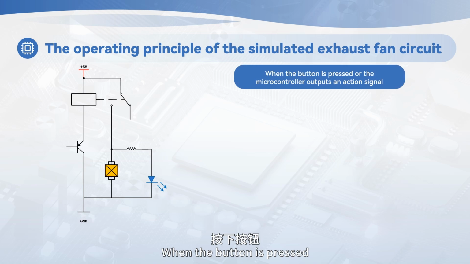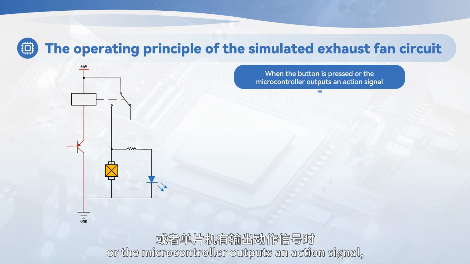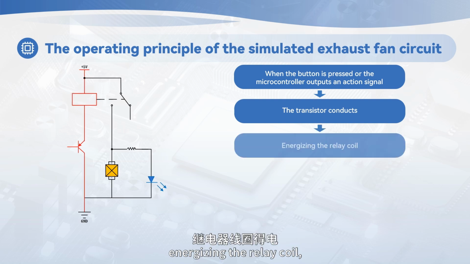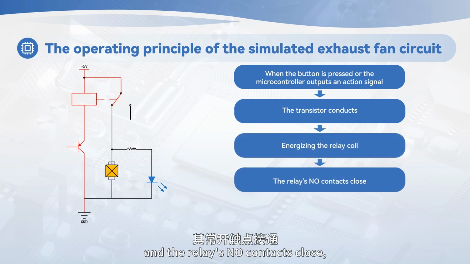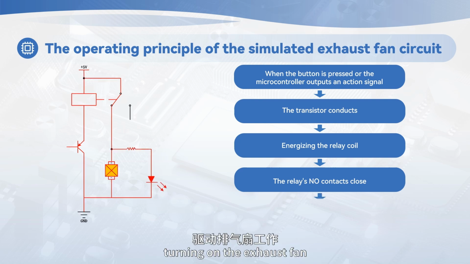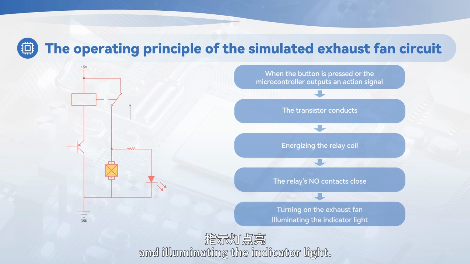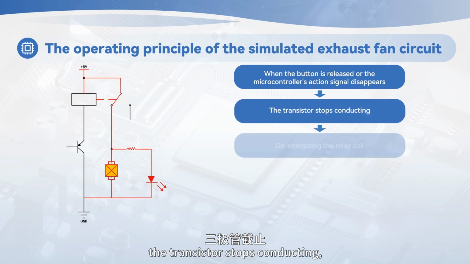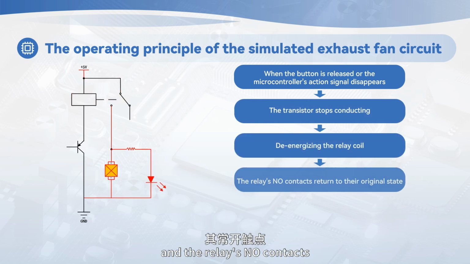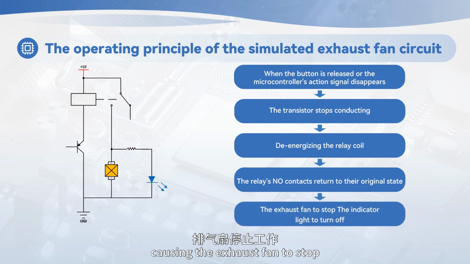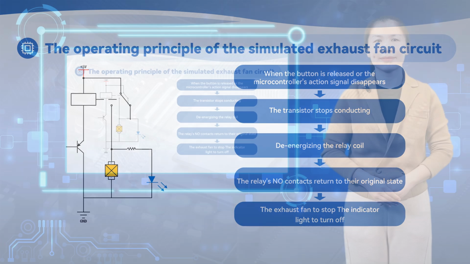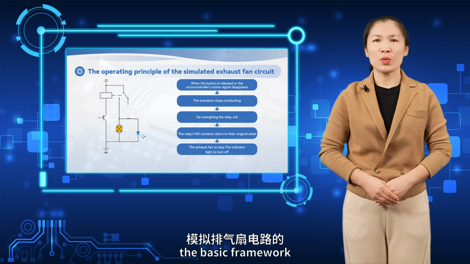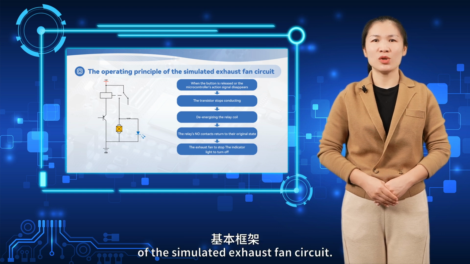When the button is pressed or the microcontroller outputs an action signal, the transistor conducts, energizing the relay coil, and the relay's NO contacts close, turning on the exhaust fan and illuminating the indicator light. When the button is released or the microcontroller's action signal disappears, the transistor stops conducting, de-energizing the relay coil, and the relay's NO contacts return to their original state, causing the exhaust fan to stop and the indicator light to turn off. Now, we have determined the basic framework of the simulated exhaust fan circuit.